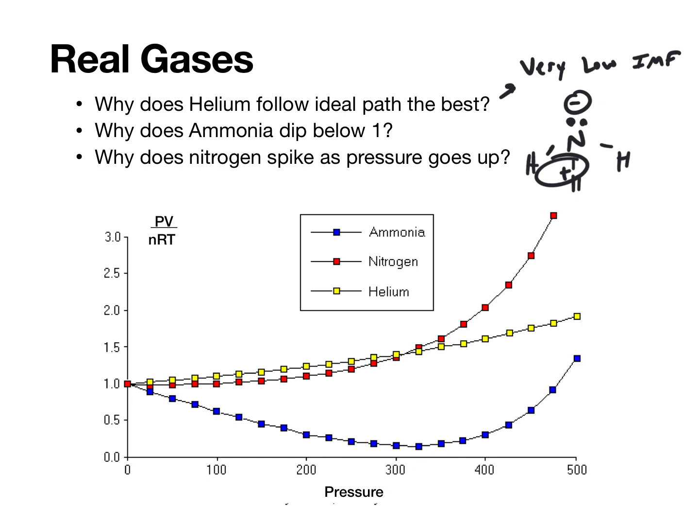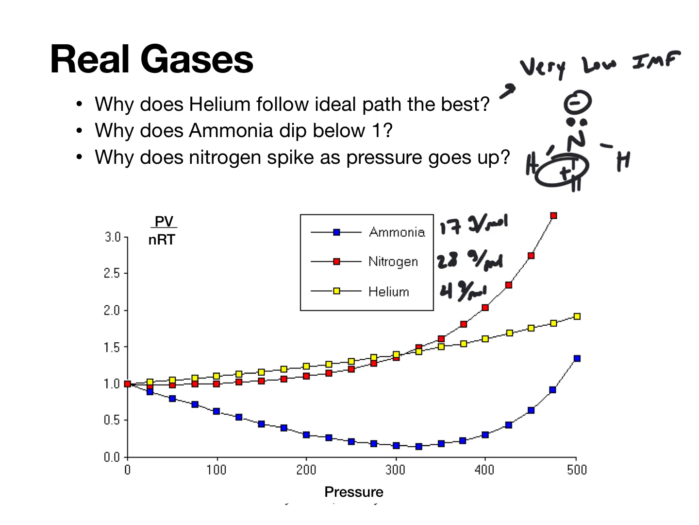And finally, let's talk about nitrogen. Why does it spike, this red one, why does it spike as the pressure goes up? Well, of these three gases, nitrogen is the largest mass. It's nitrogen plus nitrogen, which is 28, which is the largest mass of these three. And when you have a large mass, it's assumed that you have a large volume.